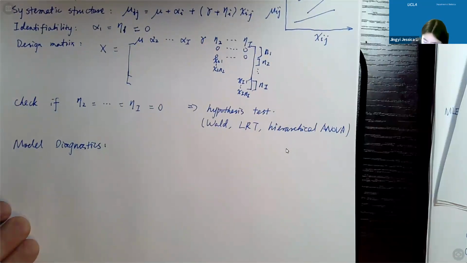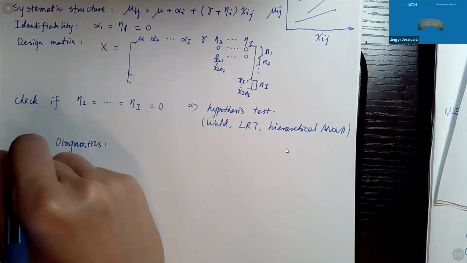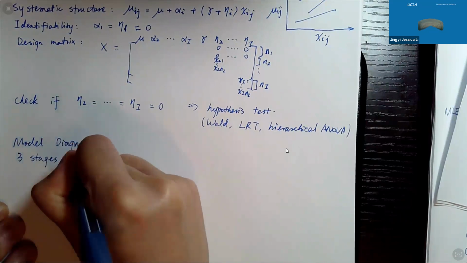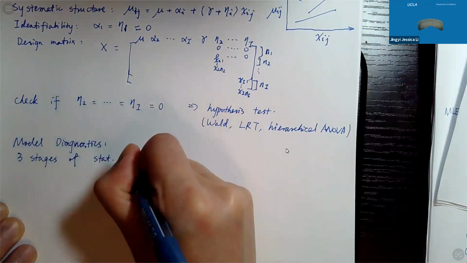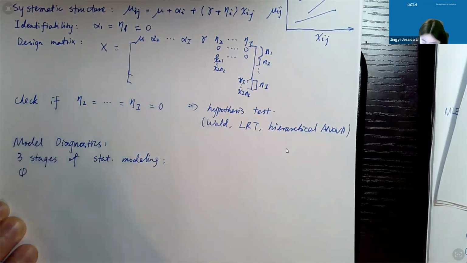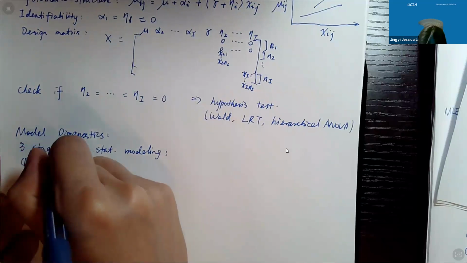So we know that using a probabilistic model to fit your data, it contains 3 stages, or I would say statistical modeling has 3 stages. So let's look at that first. 3 stages of statistical modeling. And this is what everyone does in applications. So the first stage is to formulate a model.